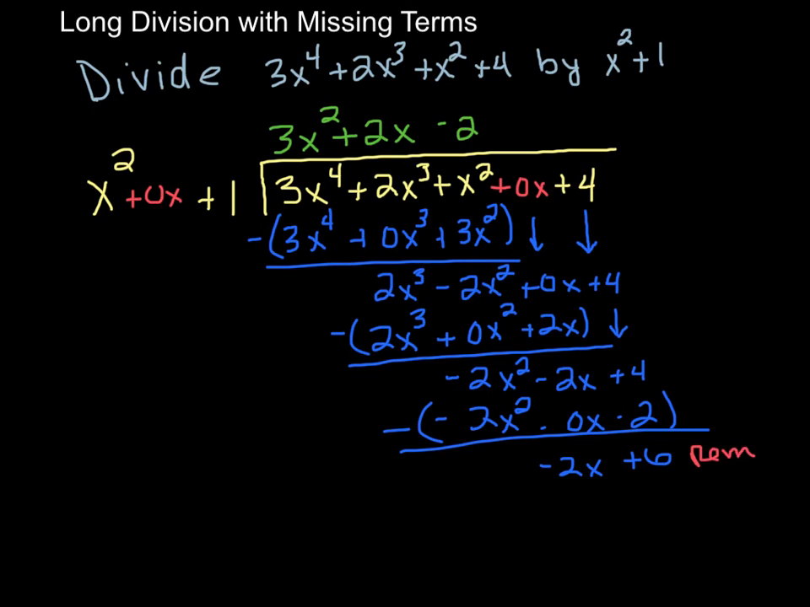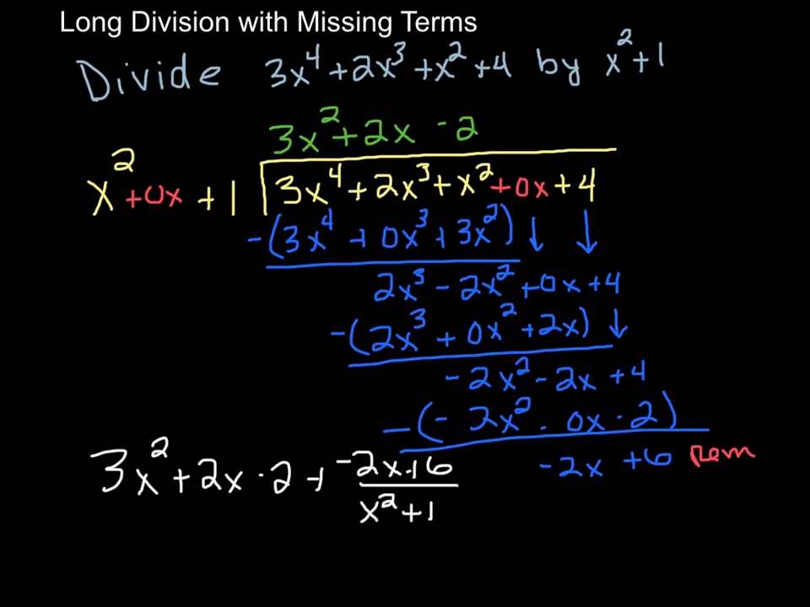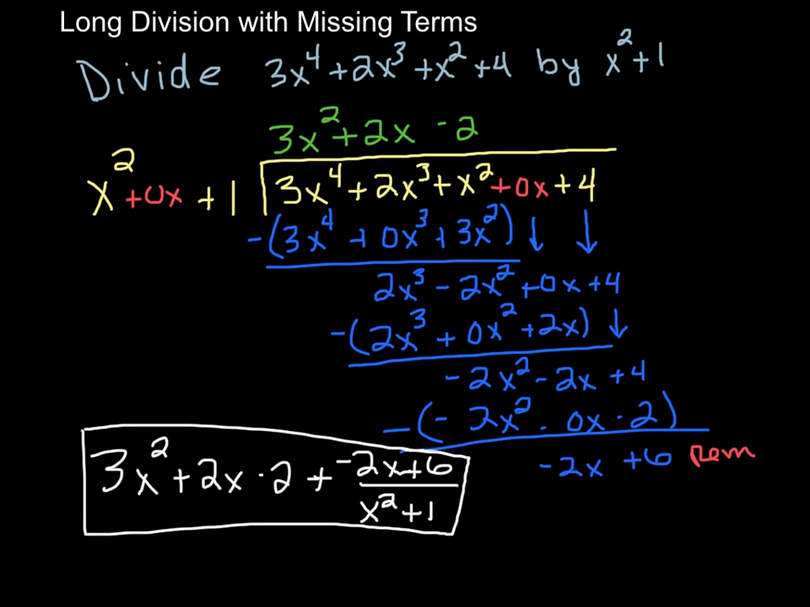So our answer, I'm going to write it in black, just kidding, just white. Our answer is 3x squared plus 2x minus 2 plus negative 2x plus 6 over x squared plus 1. Alright, there we go.